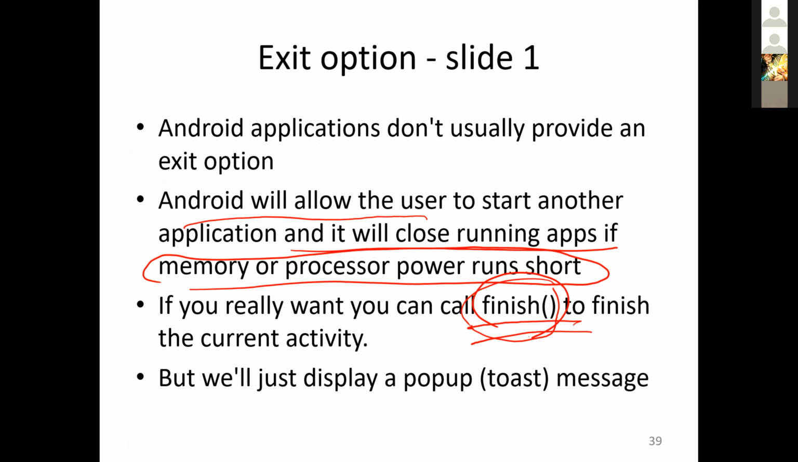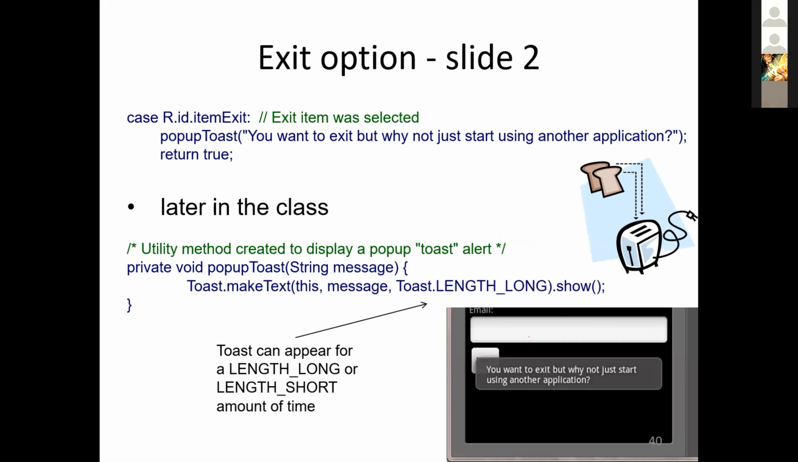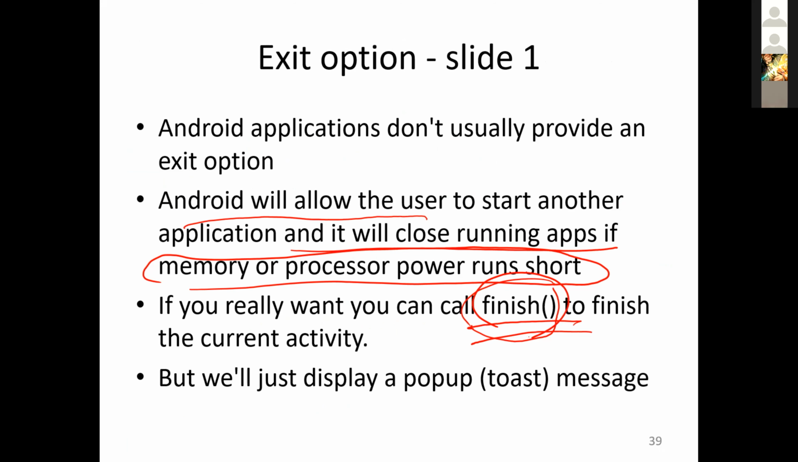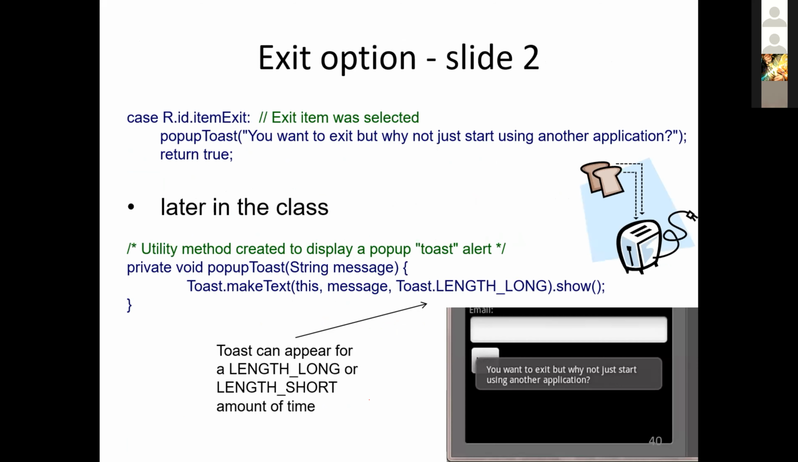So I want us to use a toast message. This is what we'll do. We'll use a toast message, a pop-up toast. How will it look like? So I want you to delete that finish you have written and add this pop-up toast message, this one here. So we are calling a method called pop-up toast, and we are passing a string: you want to exit, but why not just start using the application?